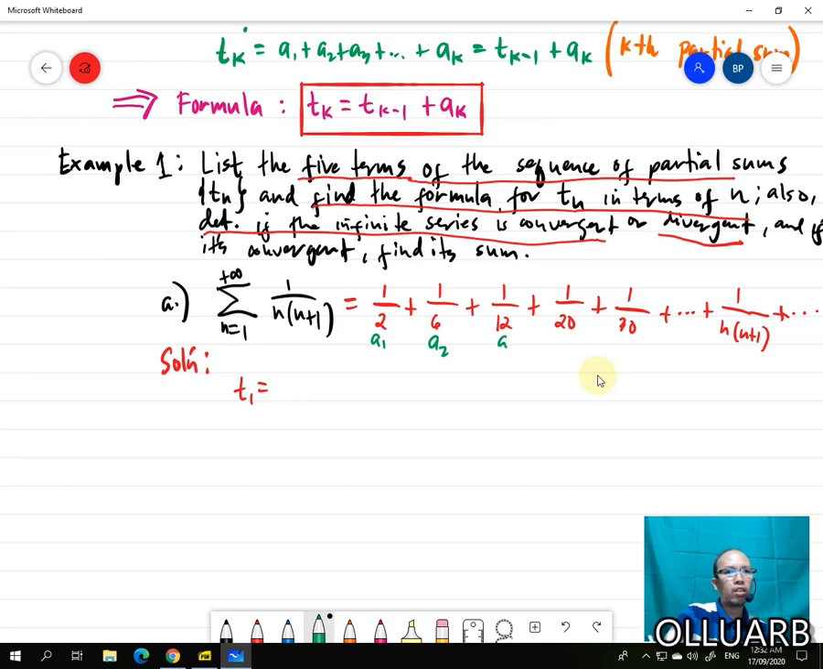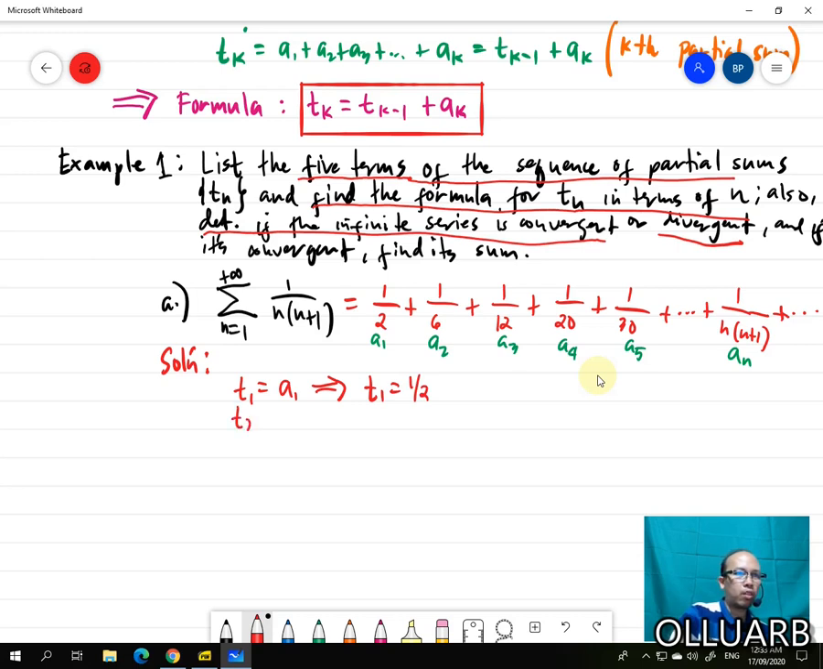This is A3, A4, A5, and this is our AN. Okay, so A1. So A1 is 1/2. Okay, this is, let's try color. This is A1. So T1 is equal to 1/2.